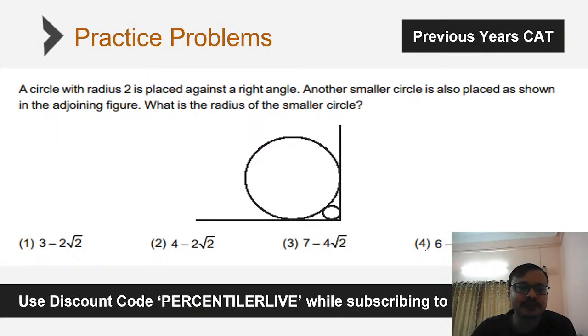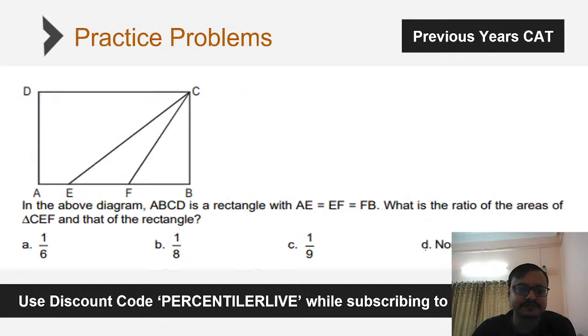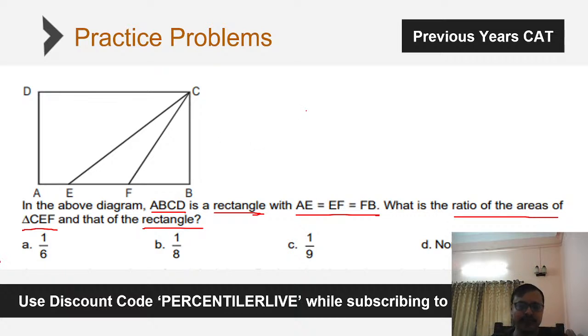So meanwhile, let's go back to the questions. In the above diagram, ABCD is a rectangle with AE equal to EF equal to FB. What is the ratio of the areas of triangle CEF to that of the rectangle? So you need to find out the ratio of the areas of triangle CEF to that of the rectangle.